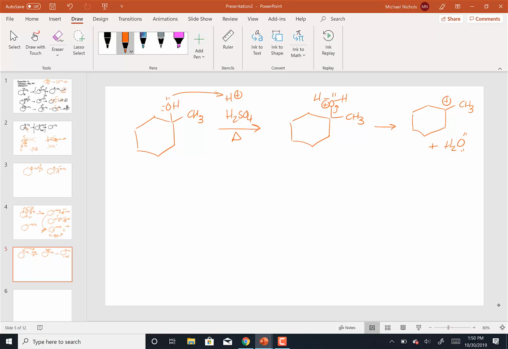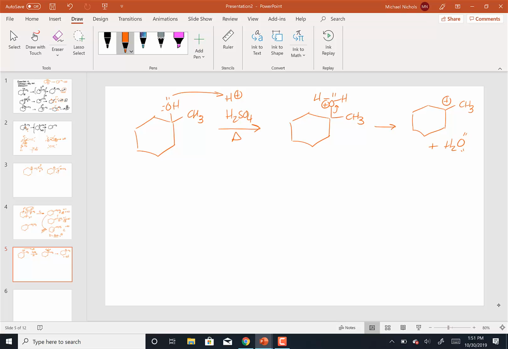So water cannot leave like a halogen can. So to make the water leave, what do I need to do? I need to protonate it first. So this is an extra step in the E1 mechanism. Protonate the OH, make water, well, what's sometimes called an incipient water molecule, because it's about to leave. It leaves, I end up with a carbocation.